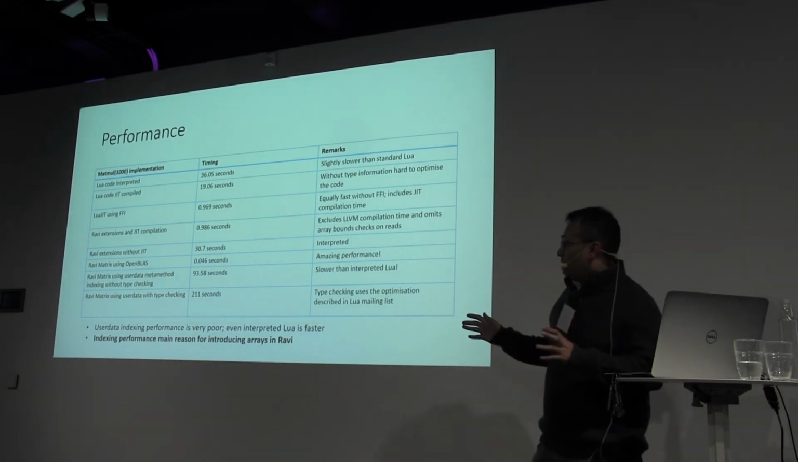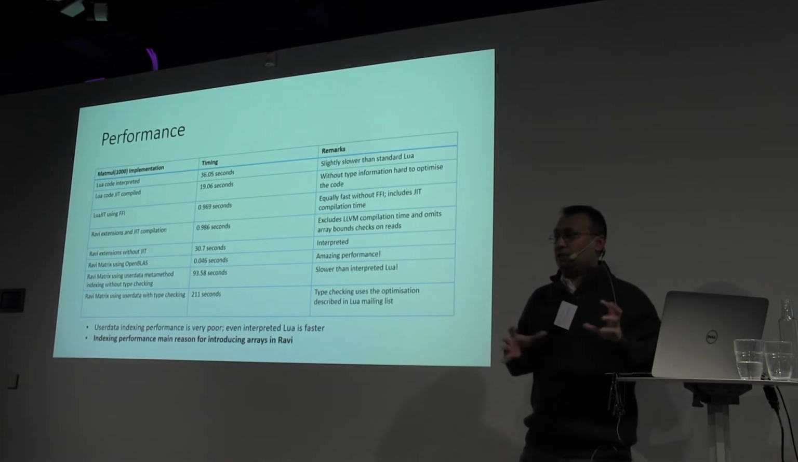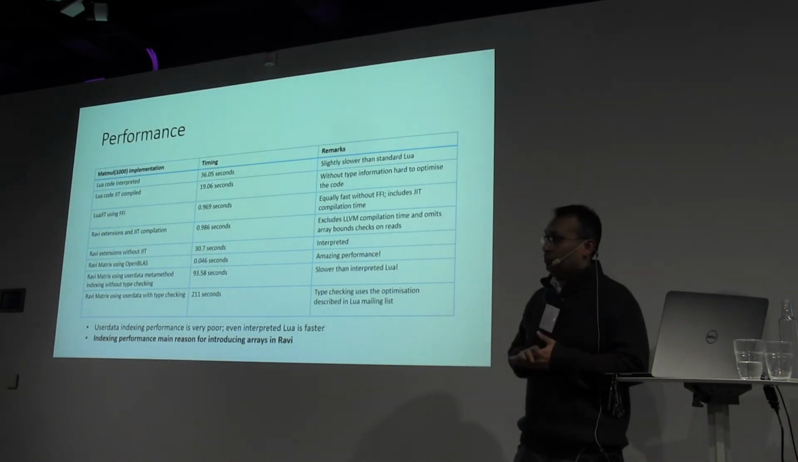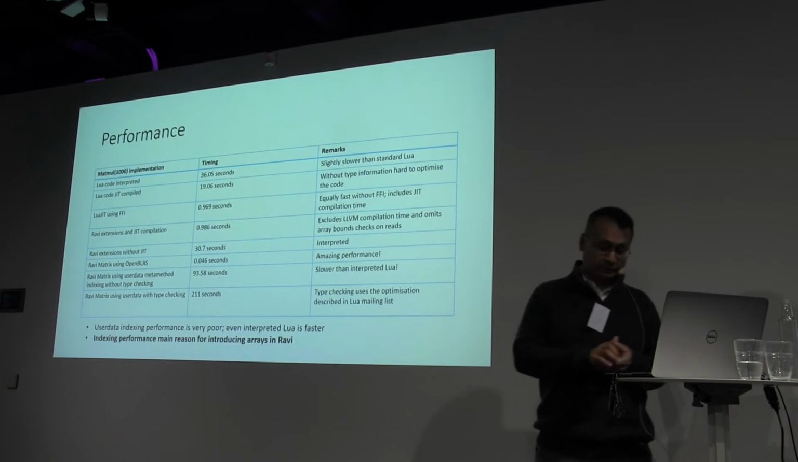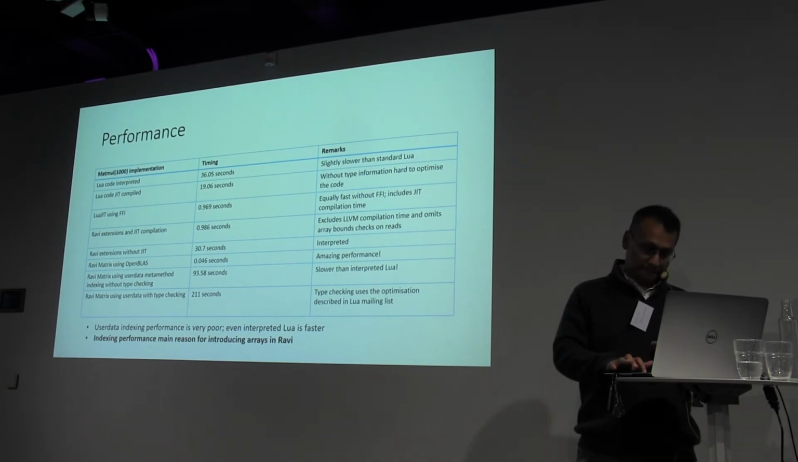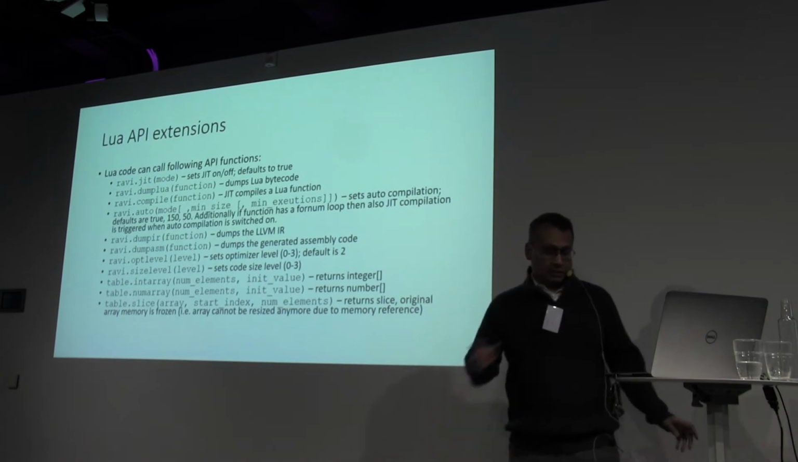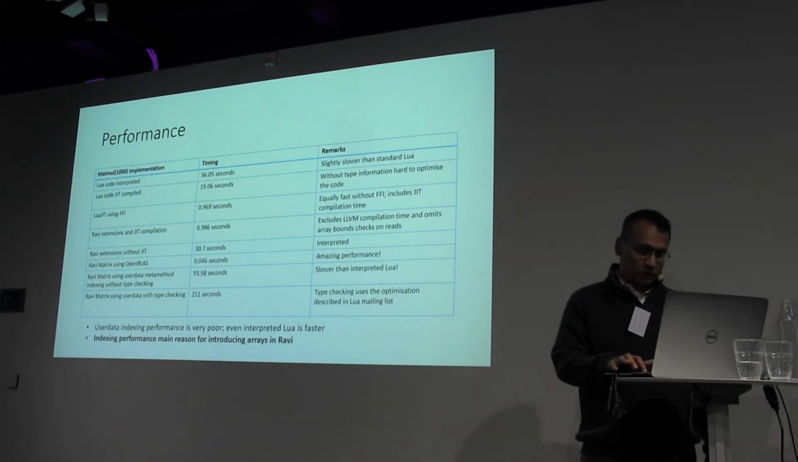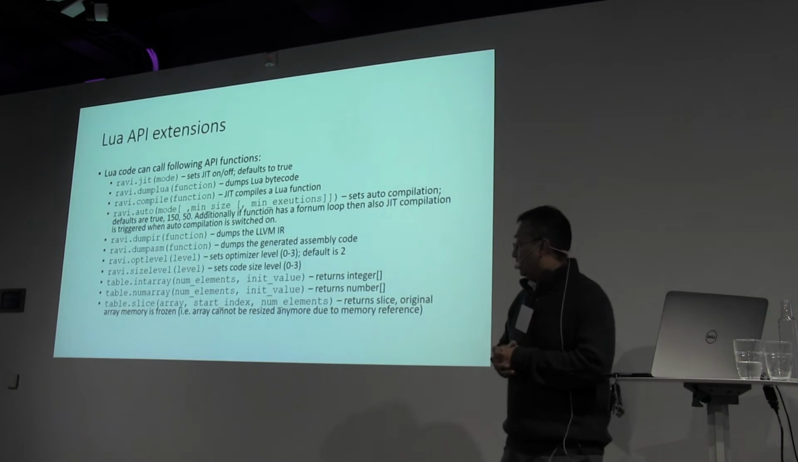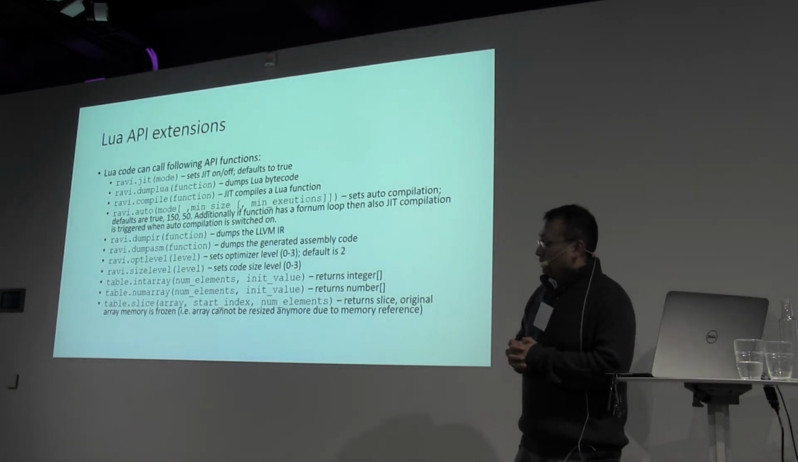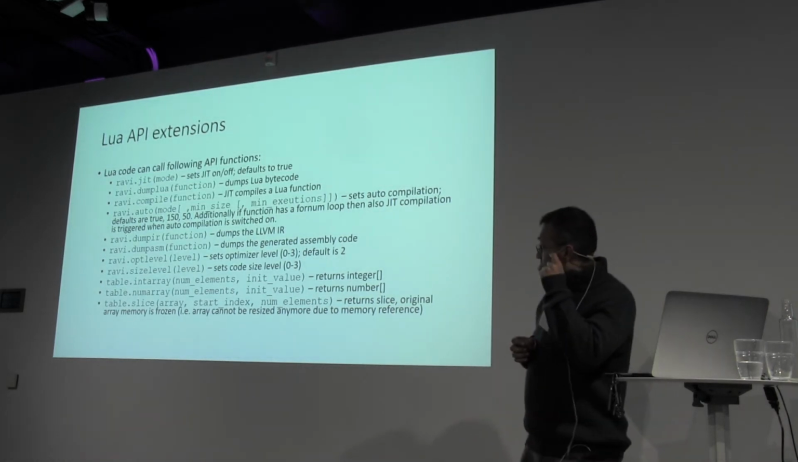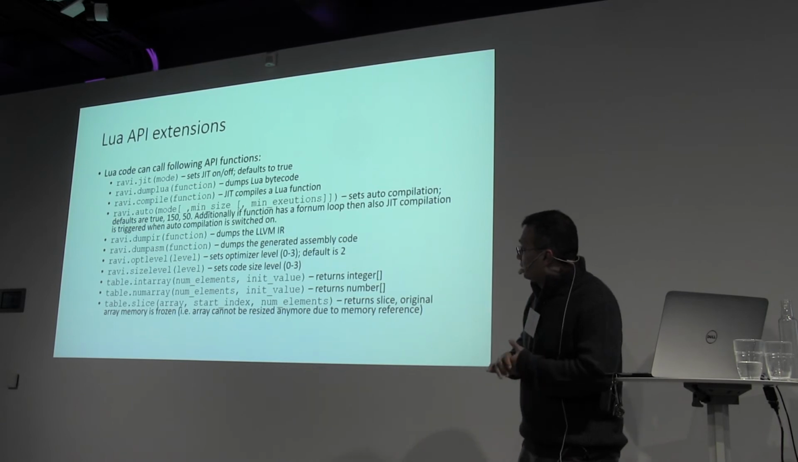So what this is saying is that the user data indexing feature isn't suitable for any kind of performance critical thing. So Ravi also, that was just a description of how Ravi works and what bytecodes there are and so on. These are some of the API functions that Ravi provides.